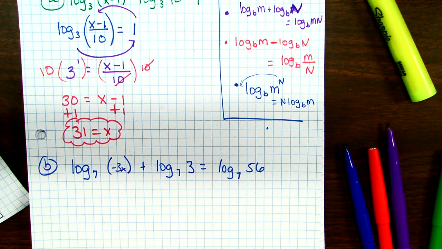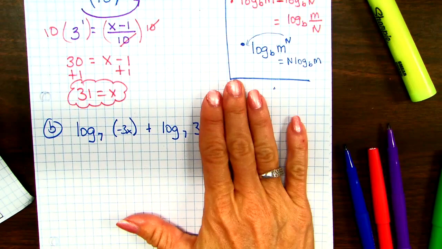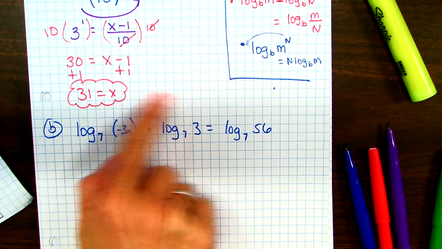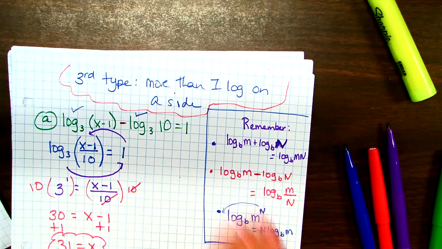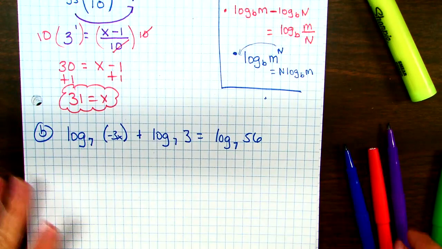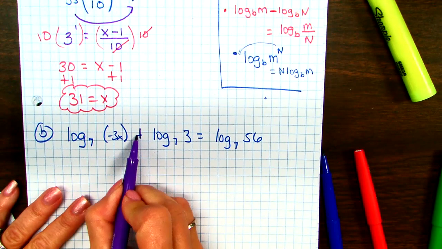Okay, there's a lot of logs in here, but really look at what's going on one side. We have multiple logs on one side. That's when we use our properties, just like we did up here. We had multiple logs on the left-hand side.